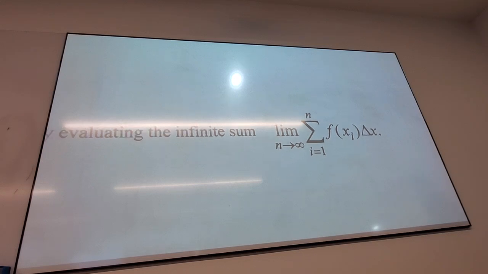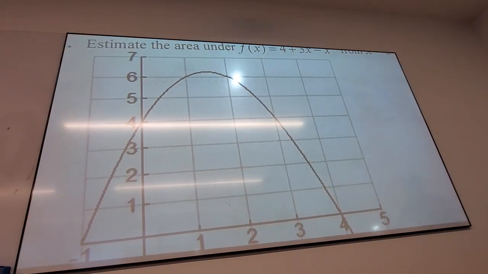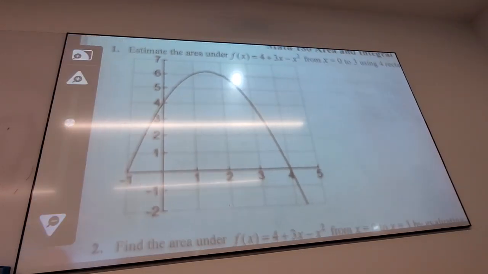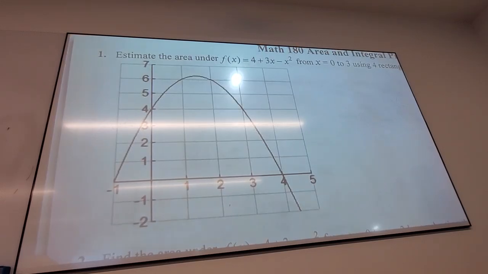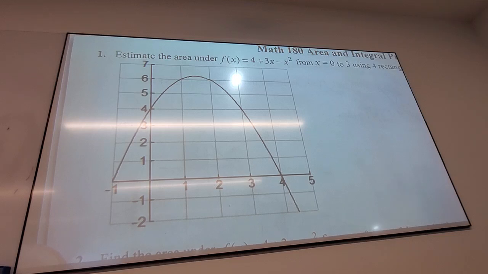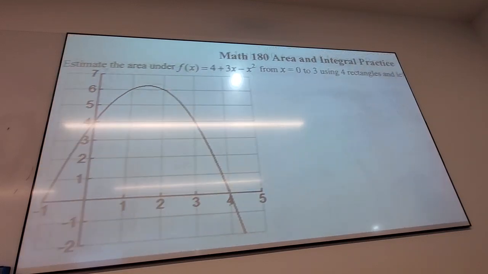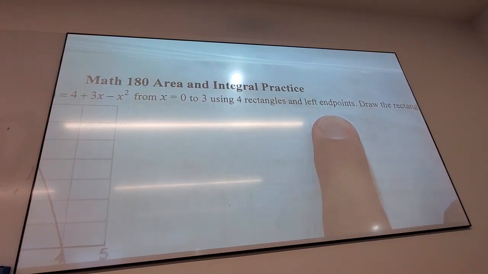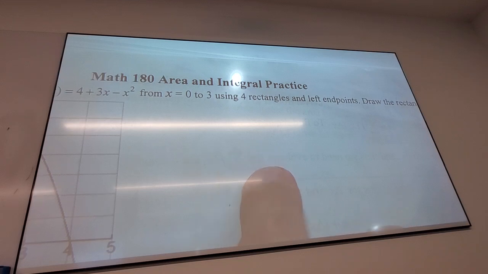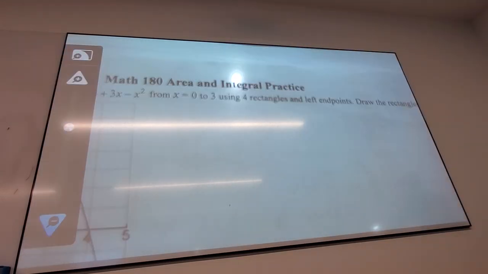Okay, so this first one is a review. This first one is that concrete stuff we did. Where am I going from and to on this problem? 0 to 3. I'm just giving the graph as a place to put your rectangles. And I say to use left endpoints. Let's come back to that in a minute. What's the very first thing I should do on this problem?